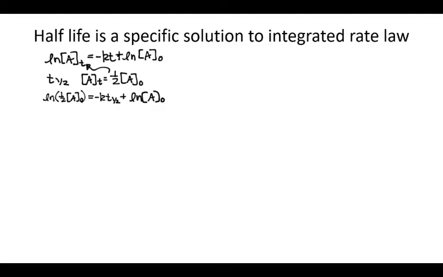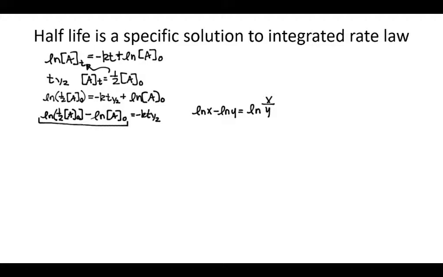Now our goal is to get T1/2 by itself, so we can see how T depends on concentration if we want to calculate the half-life. Okay, so to get T by itself, the first thing we'll do is subtract that natural log of initial concentration over to the other side. Now, maybe you remember from somewhere back in your math education that the natural log of x minus the natural log of y is the same as the natural log of x divided by y. So we're going to use that property here to look at this difference in natural logs.